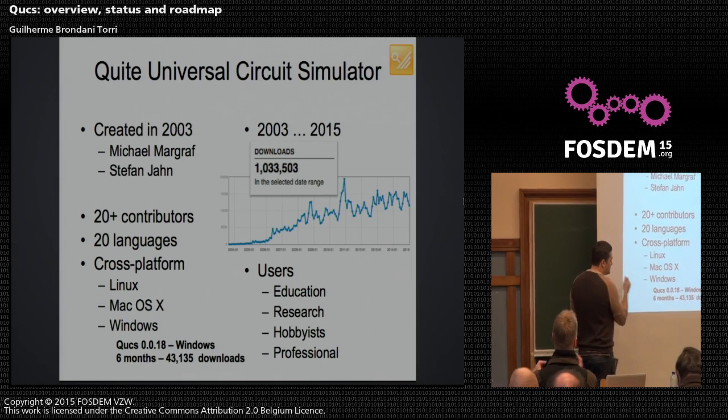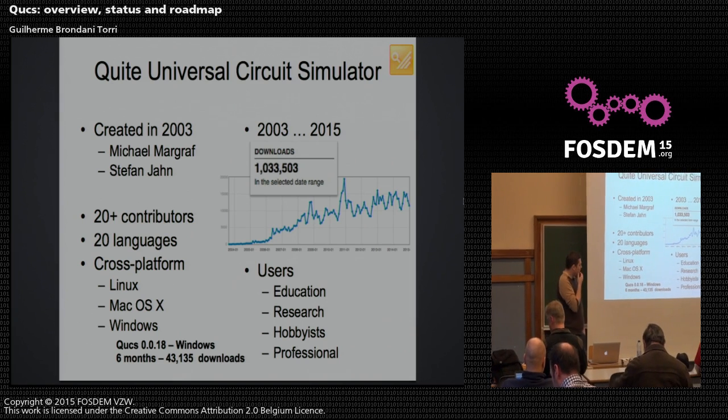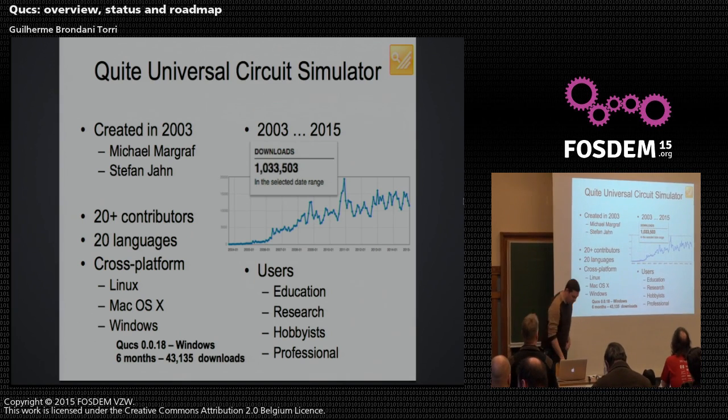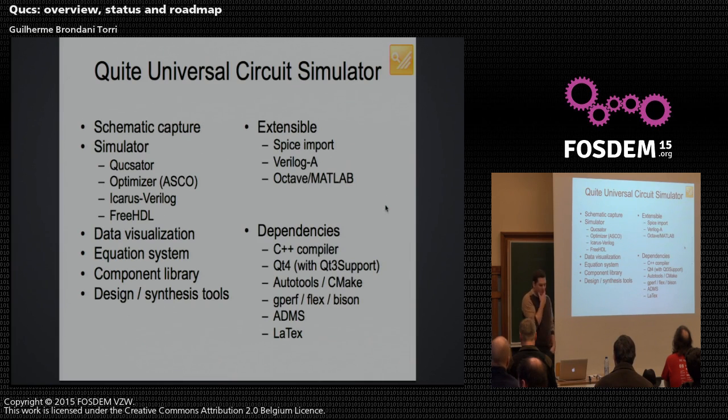To give you an idea, on the last release that we did, in the last 6 months, we got 43,000 downloads of the binary package on SourceForge. And if you look at the download history on SourceForge for the project, it's steadily increasing. Roughly when they left, there is a drop, and then it picked up again 2 years ago. Our main users are school kids learning circuits. But we also have research done on this package. We have hobbyists like RF people developing RF circuits. And we also have professionals doing things like signal integrity and using the advanced features that we have in this package. So what do we have inside?